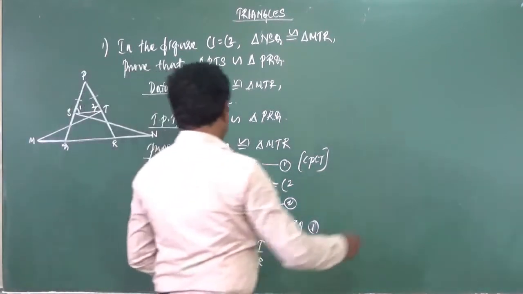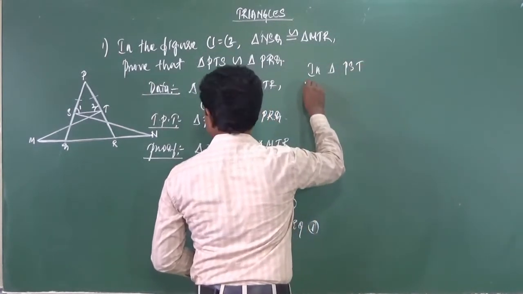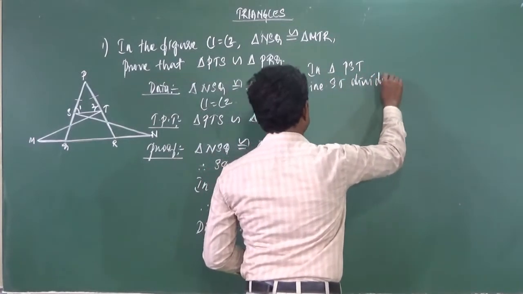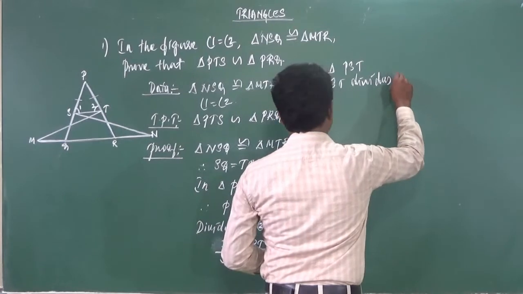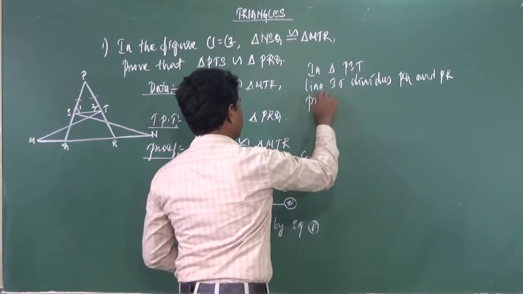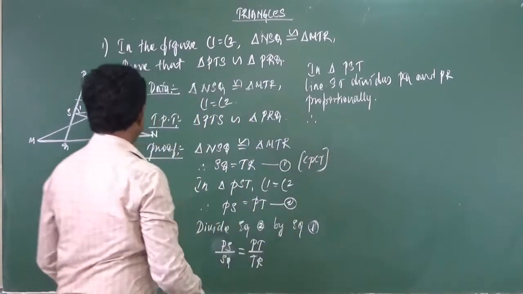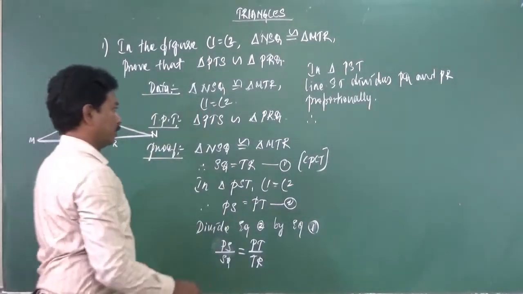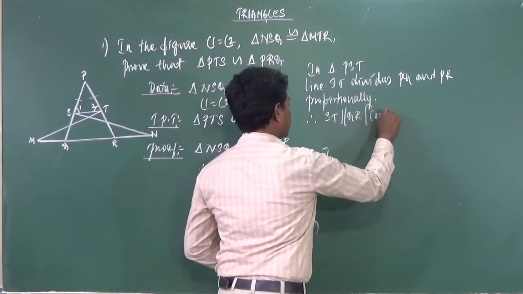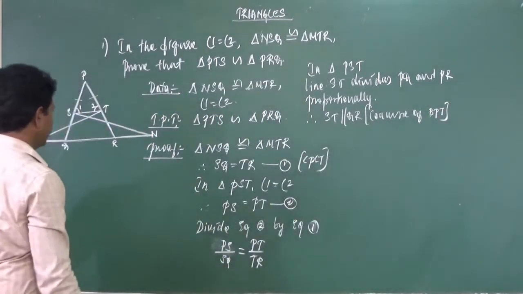So in triangle PQR, line ST divides PQ and PR proportionally. Therefore ST is parallel to QR. This is according to the converse of BPT.